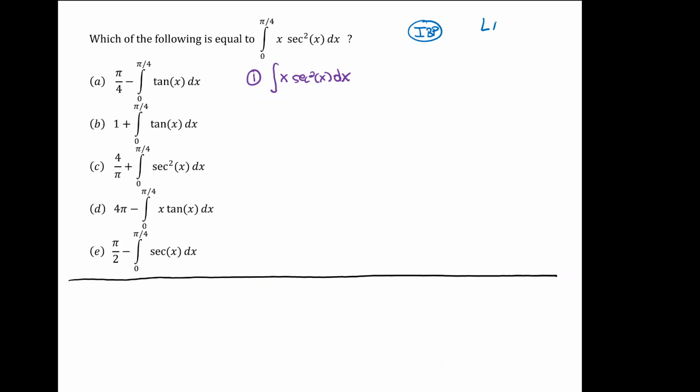Okay, the LATE acronym. What do we have in here? We have an algebraic before the trig. The LATE acronym says let u equal x.